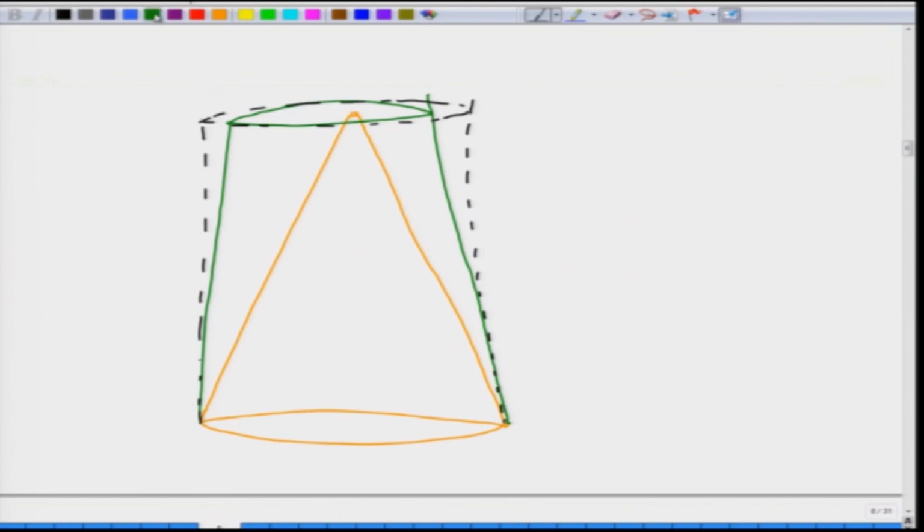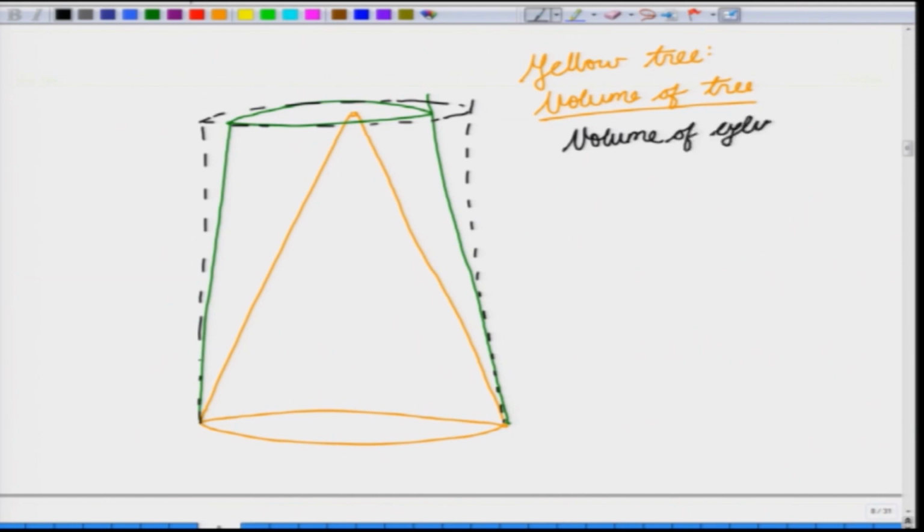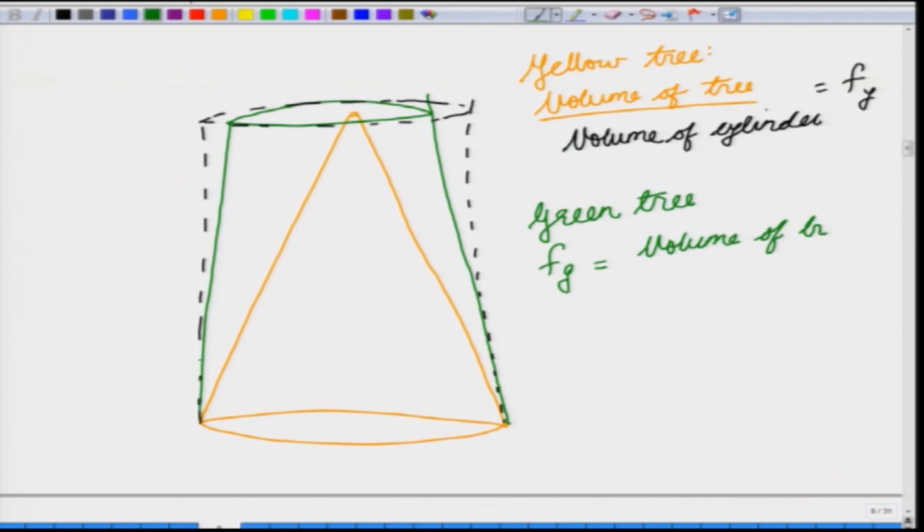So, in the case of the yellow tree, the volume of tree divided by the volume of cylinder, let us say that this is F for the yellow tree, and in the case of the green tree, the F for the green tree is given by the volume of tree divided by the volume of cylinder.